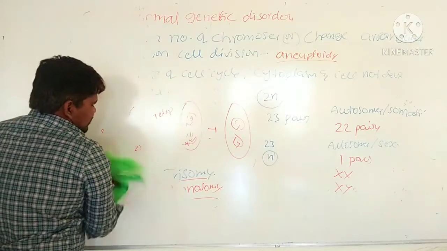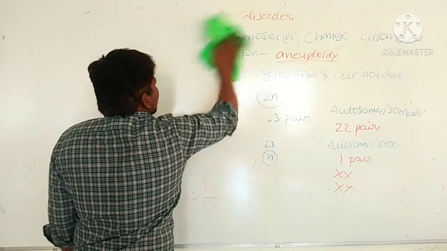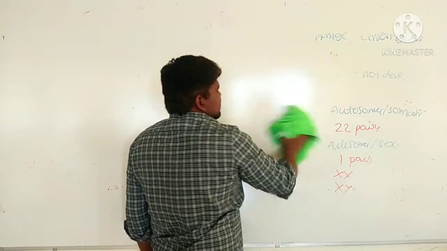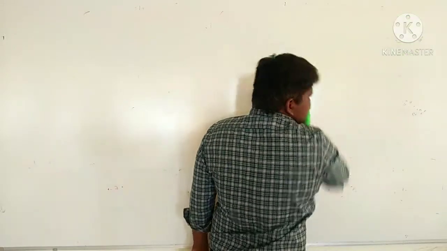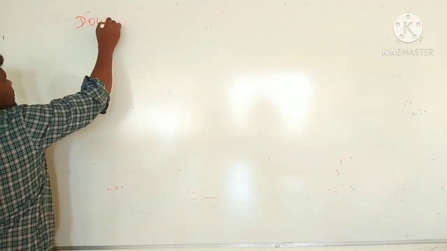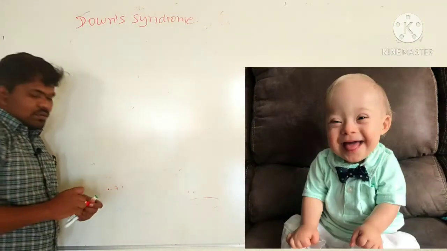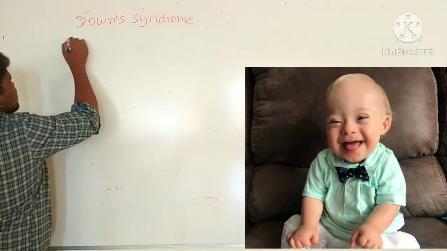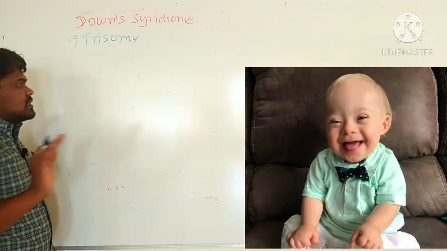The first example for chromosomal genetic disorders is Down syndrome. Down syndrome is one type of example for a trisomic condition, meaning they contain one extra chromosome, that is chromosome 21. The total number of chromosomes present in Down syndrome is 47. See here, Down's syndrome is one type of trisomic condition. Trisomy means one chromosome is extra.